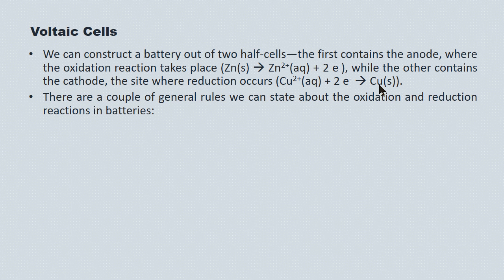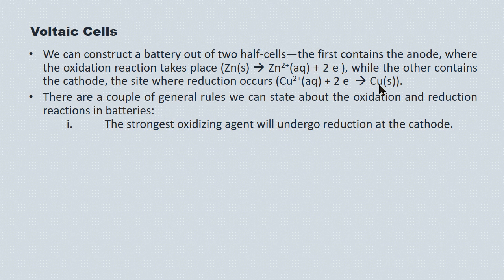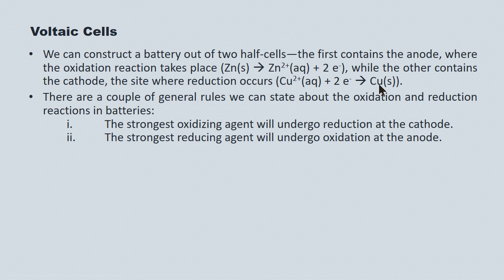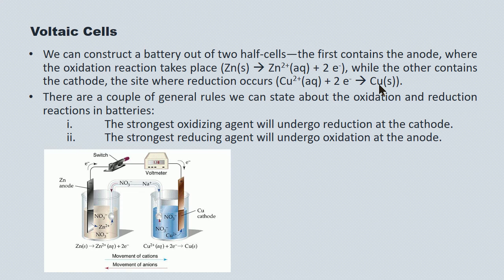There are a couple of general rules we have to follow when we build these batteries. The strongest oxidizing agent will undergo reduction at the cathode, and in this case that's the copper-2 ion. The strongest reducing agent will undergo oxidation at the anode, and in this case that's the zinc atom.